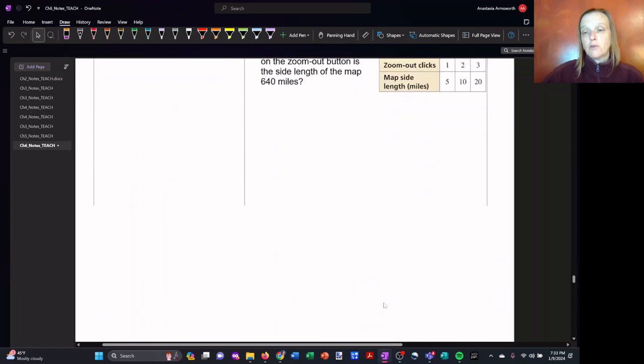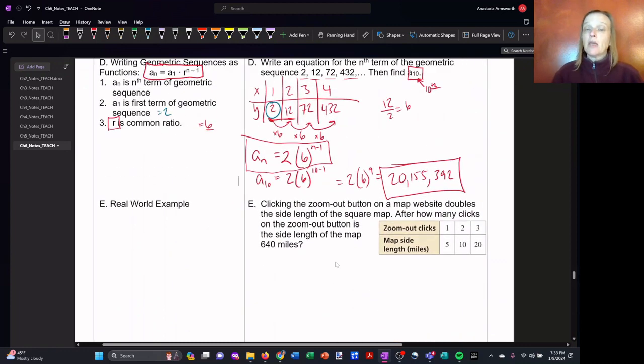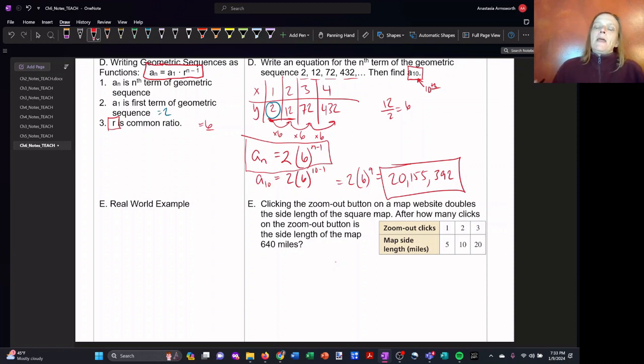If you've ever used Google Maps or any kind of mapping website, you know that if you zoom in or zoom out, there will be a change in the scale of the map. If you click the zoom out button once, the map side length is 5 miles, but if you click it twice, the length of the map is 10 miles. And then if you click a third time, the side of it is 20 miles.